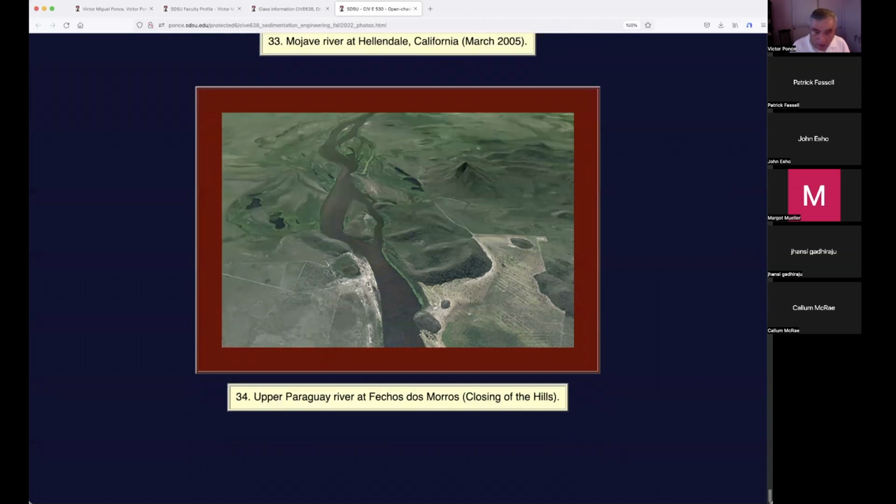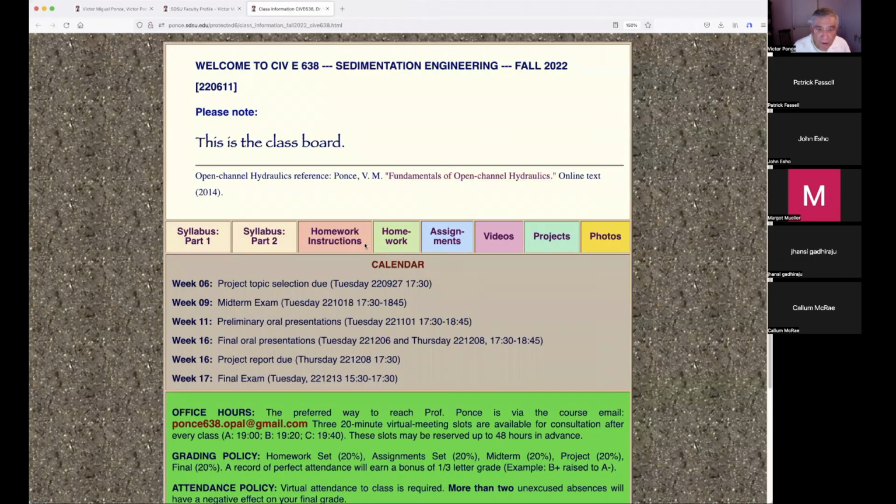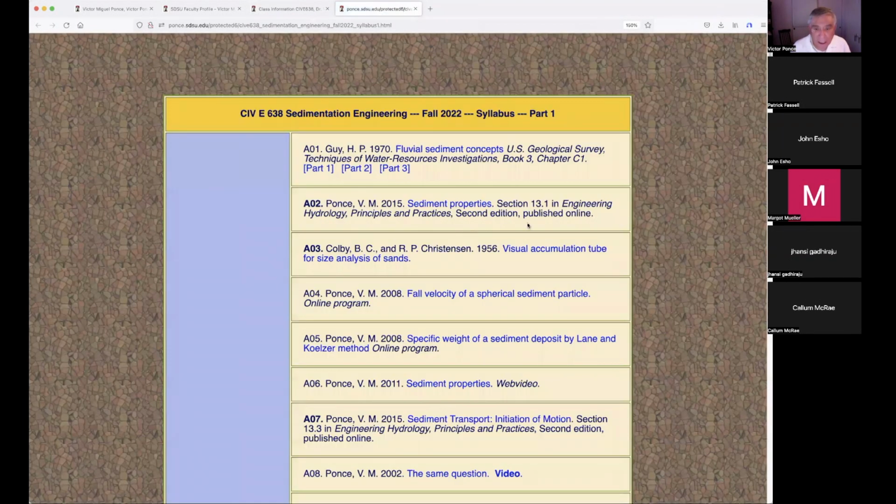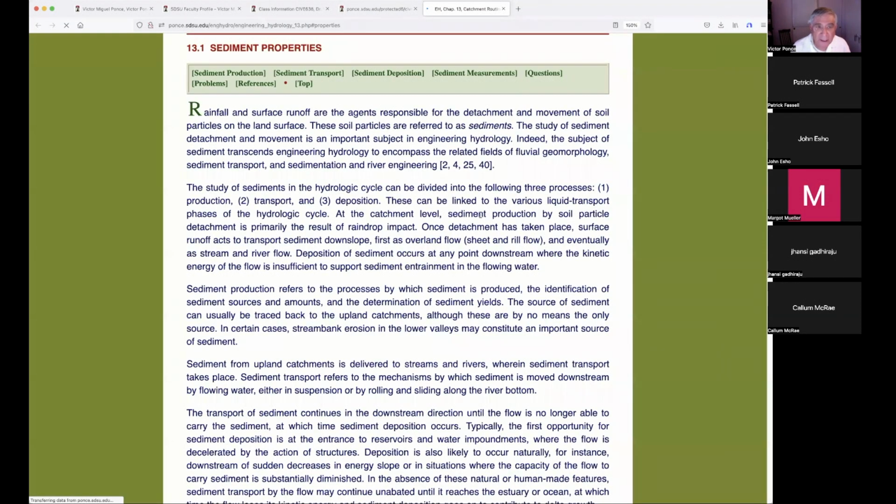Okay, so now at this point I'm going to finish in here, and I'm going to go back to the syllabus, and the syllabus sediment properties. I'm going to try to do as best I can in here. I've got 20 minutes with the actual subject matter.